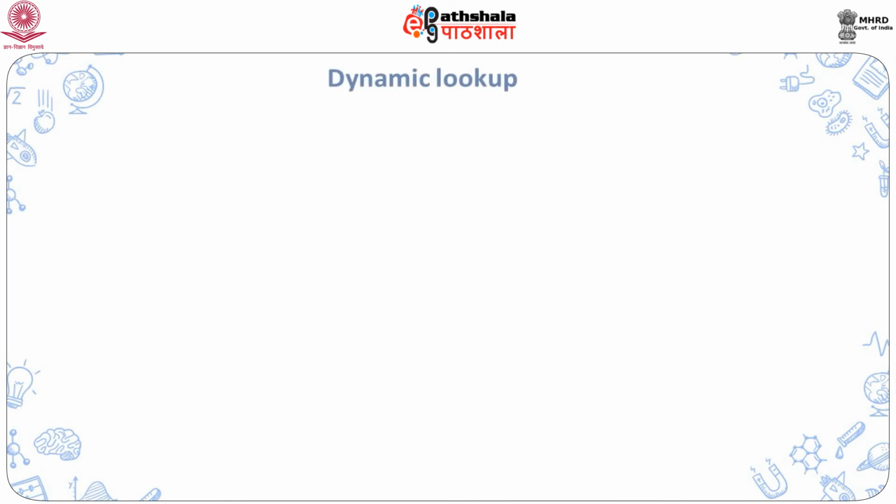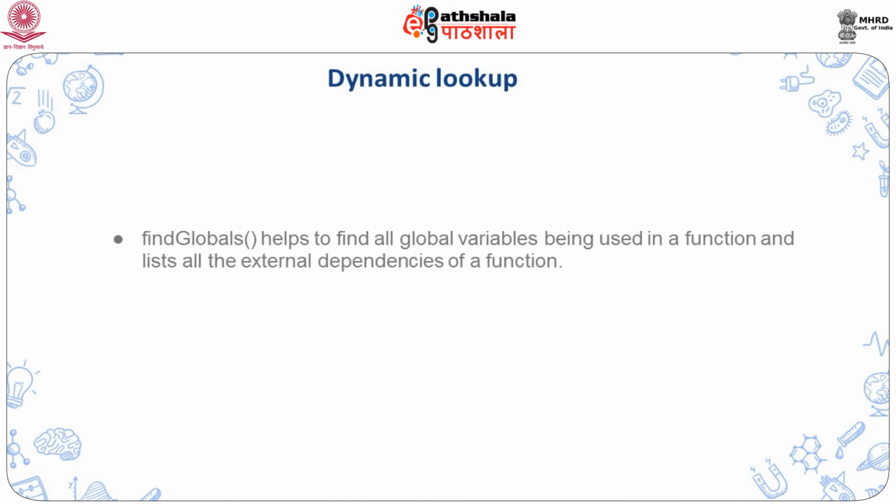So there is a function in R which is findGlobals, and it helps us to find all global variables being used in a function. It lists all the external dependencies of a function. So the question is, what does findGlobals do, since it's a totally new function, and it might be the case that you haven't come across this kind of function before. So let's have some idea regarding what actually the findGlobals function does. Actually, it finds global functions and variables used by a closure.